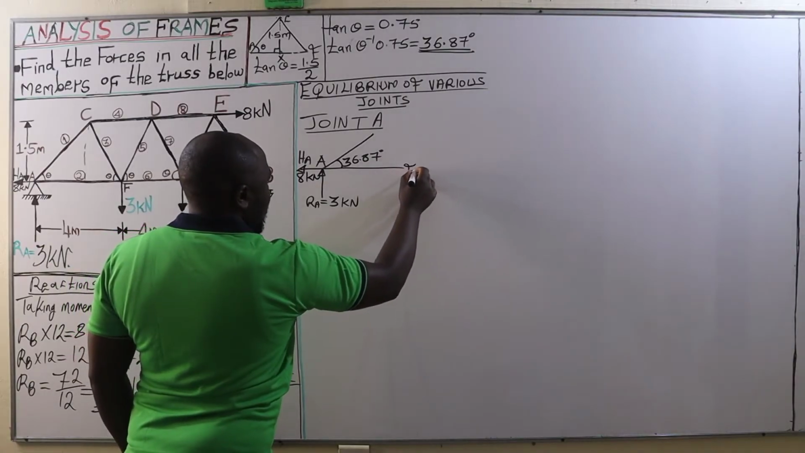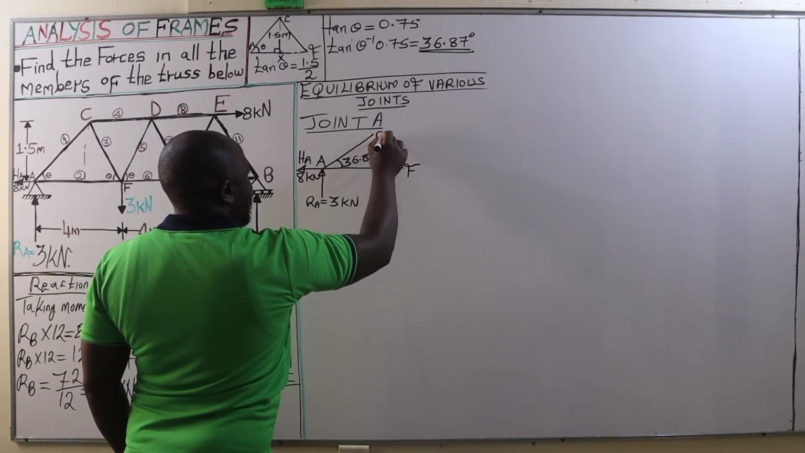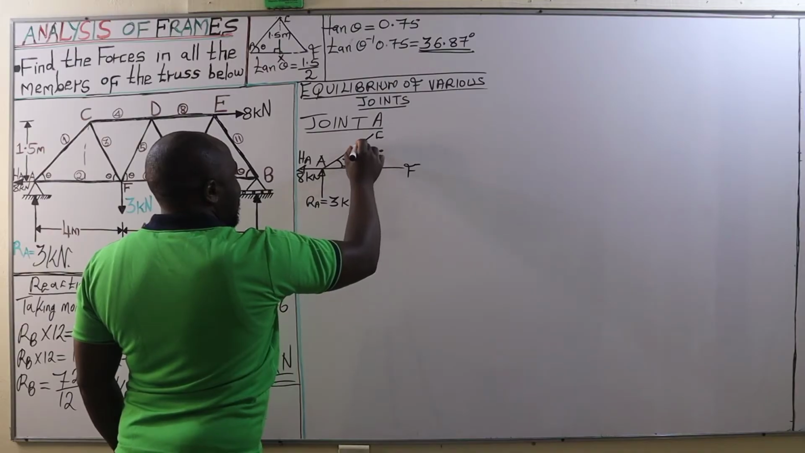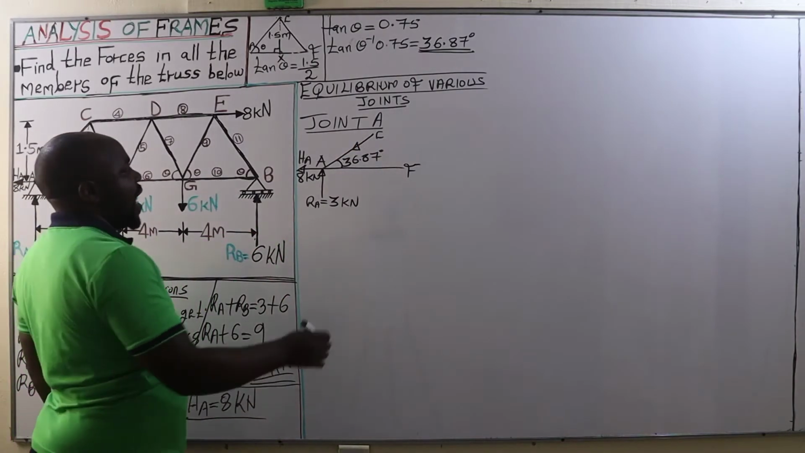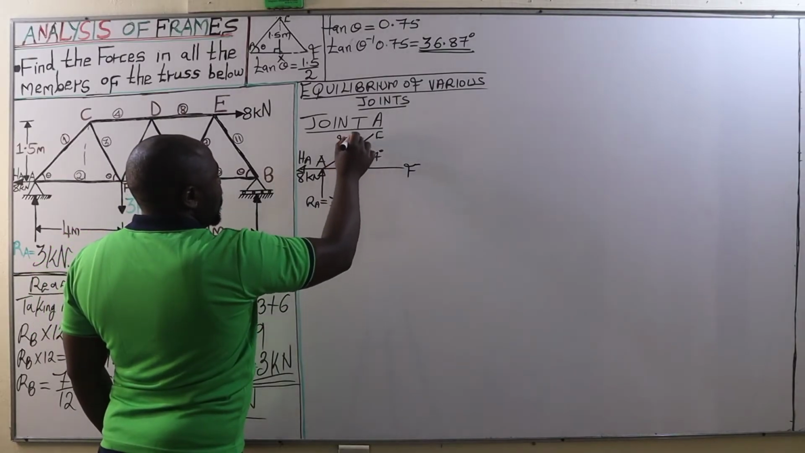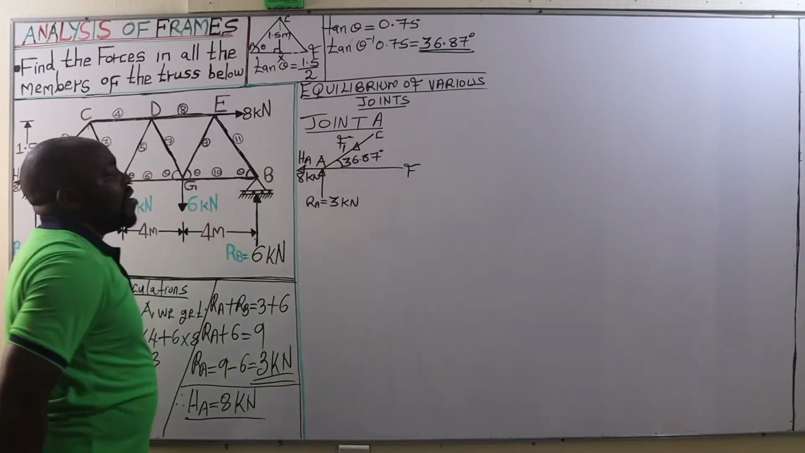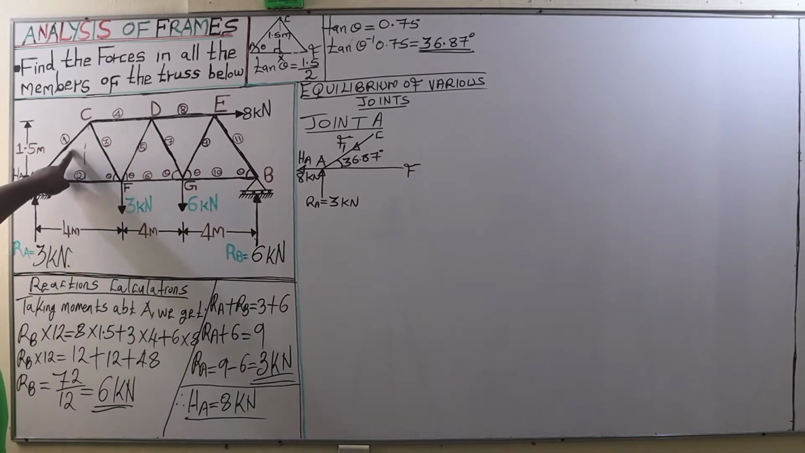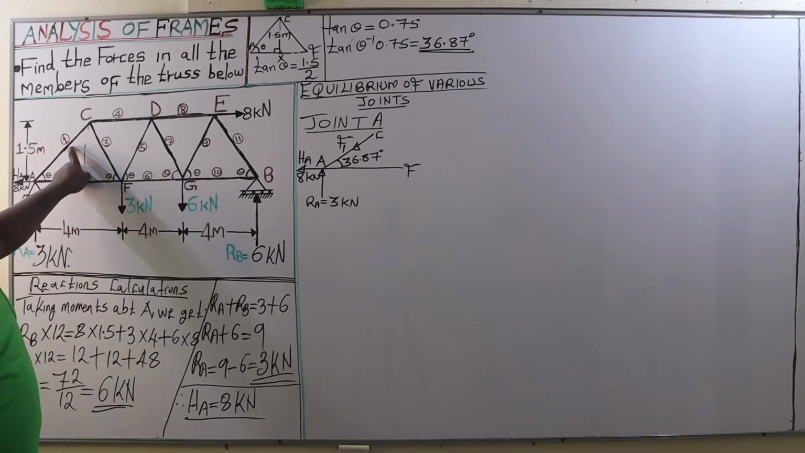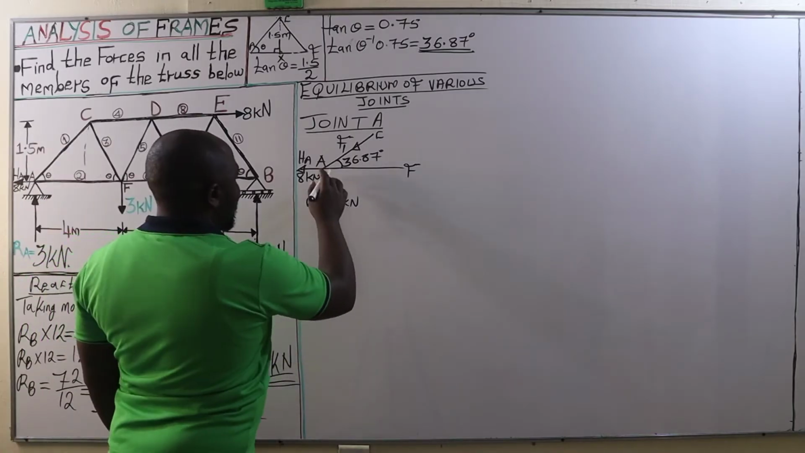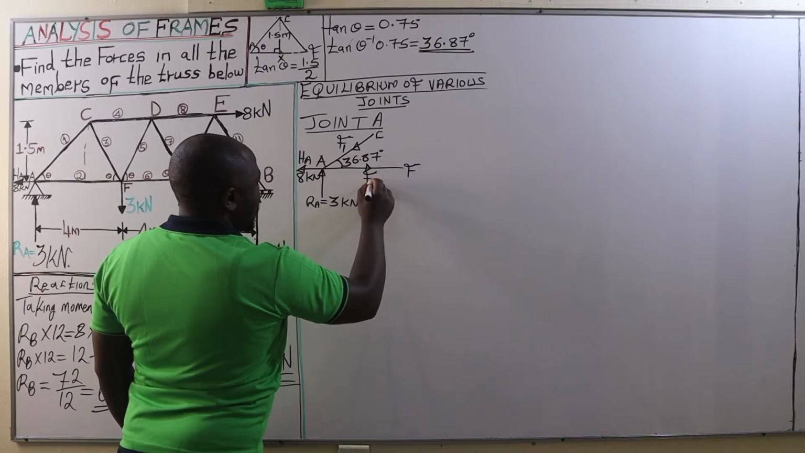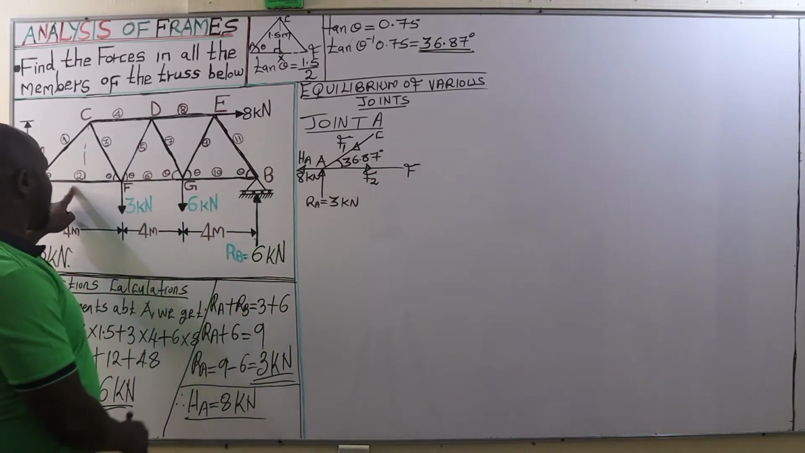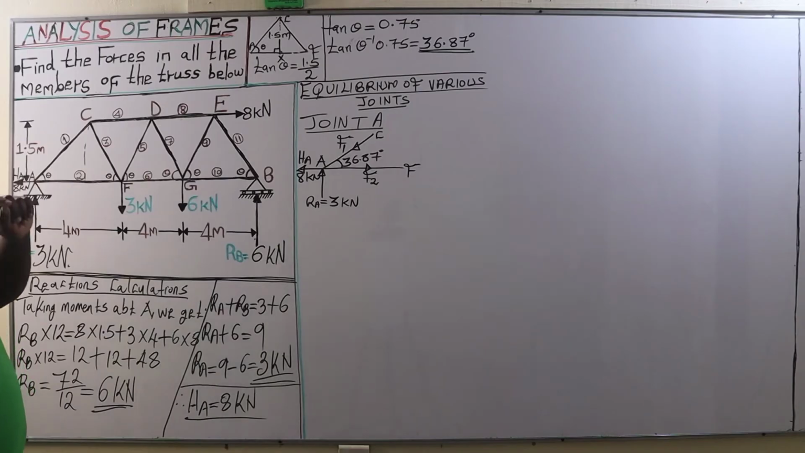This is joint F, and this is joint C. So if we assume that on member AC we have a compressive force F1, since that member AC, we have named it member 1. Then on member AF, we assume that we have a tensile force F2, since that is our member 2.